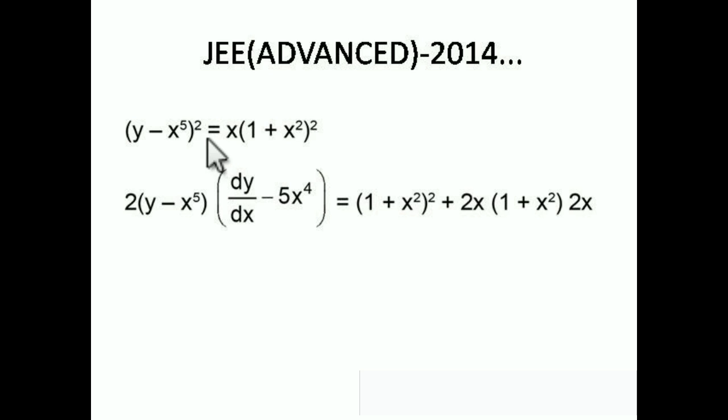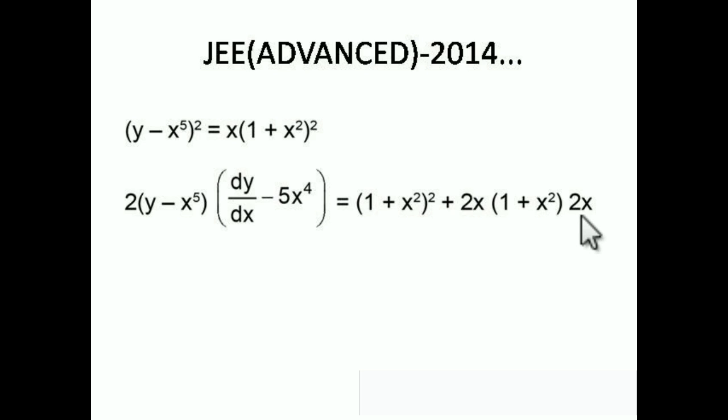First of all, differentiating both sides, we have 2 into (y minus x to the power 5), then y's differentiation dy by dx minus x to the power 5's differentiation, which is 5x to the power 4. Now two functions are in multiplication, so we have to apply the product rule here. Treating (1 plus x squared) whole squared as constant, x's differentiation is 1, plus x times the differentiation of the second part, which is 2 into (1 plus x squared) into 2x, because 1's differentiation is 0 and x squared's differentiation is 2x.